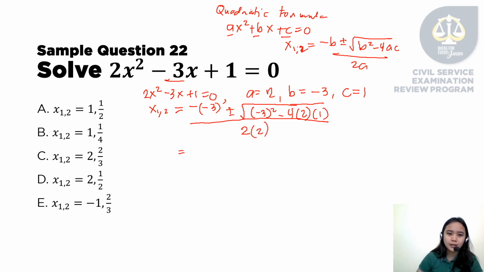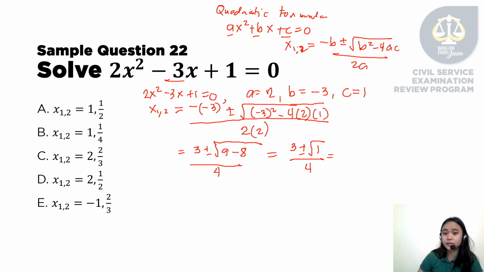So, simplifying, negative of negative 3 ay positive 3. Positive negative square root of negative 3 squared ay 9 minus 4 times 2 times 1 is 8 over 2 times 2 which is equal to 4. So, that is equal lang sa 3 positive negative square root of 1 over 4. Square root of 1 is 1. That is equal to 3 positive negative 1 over 4.